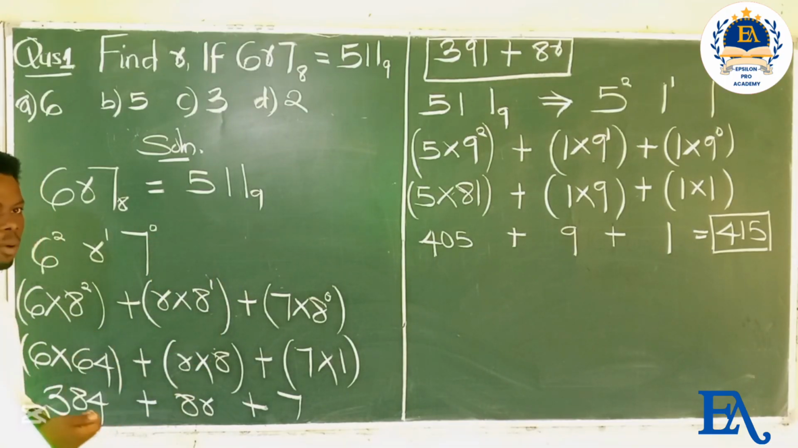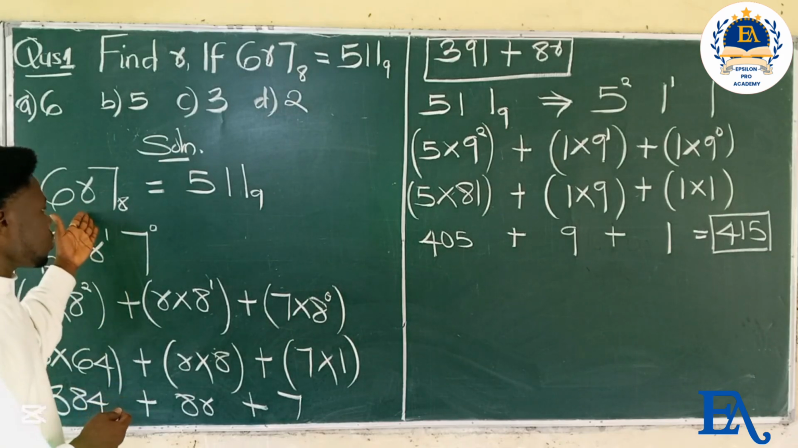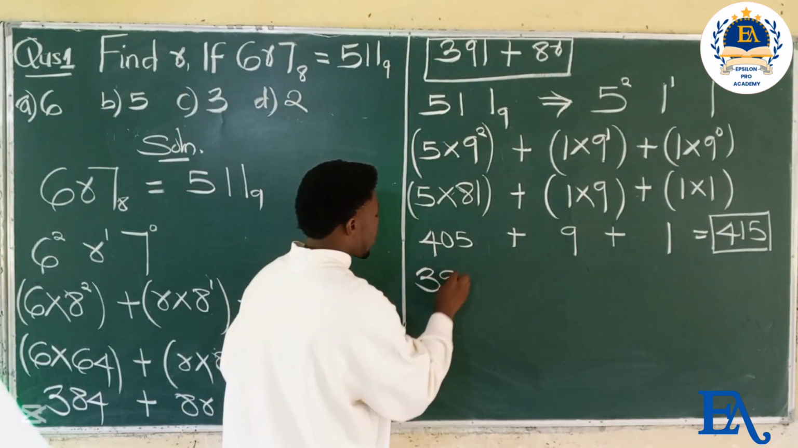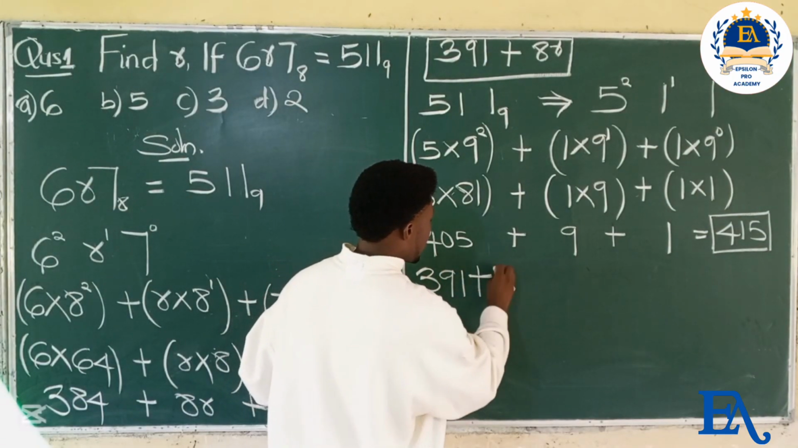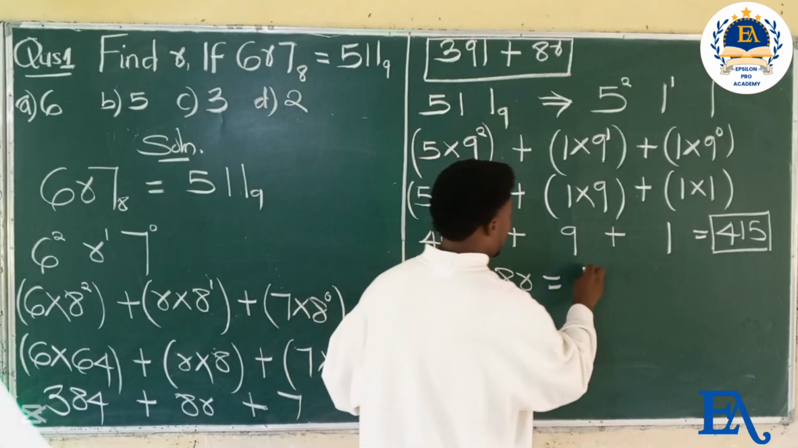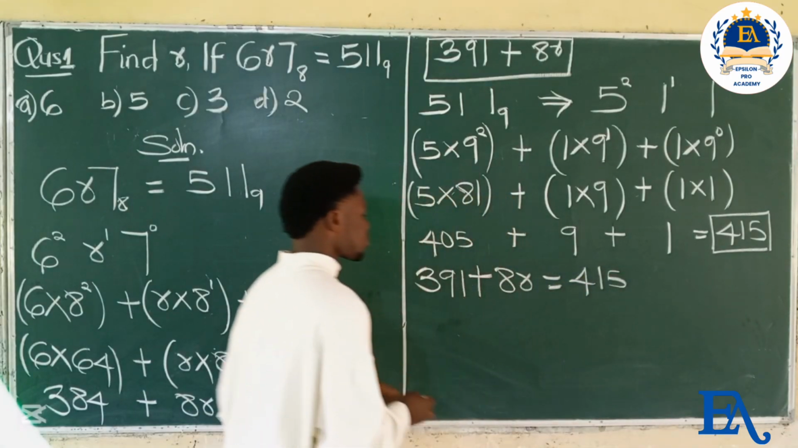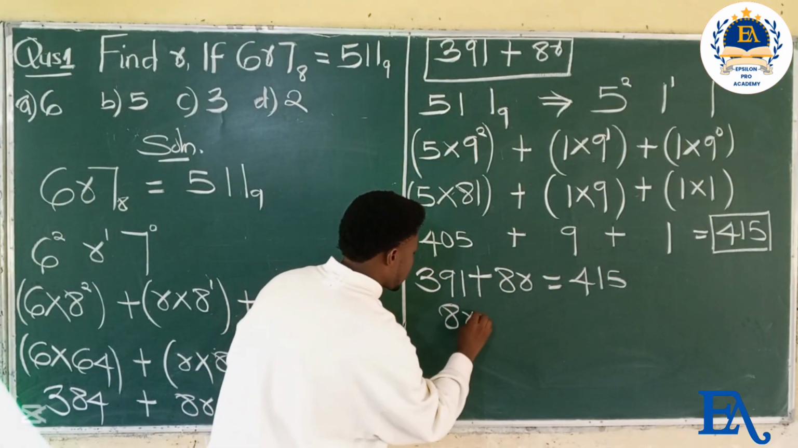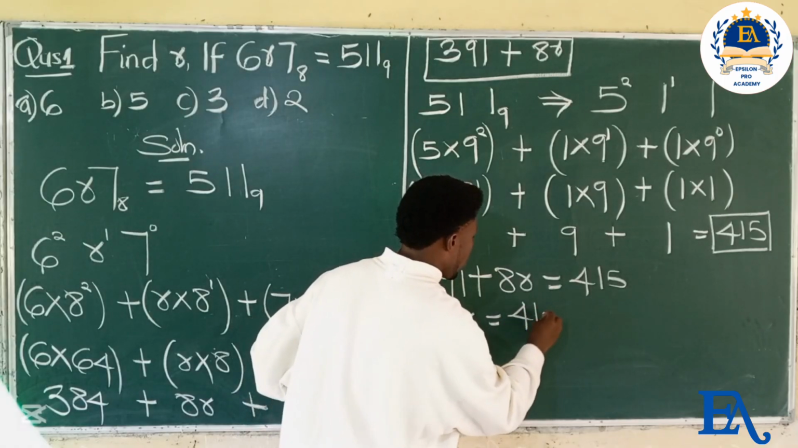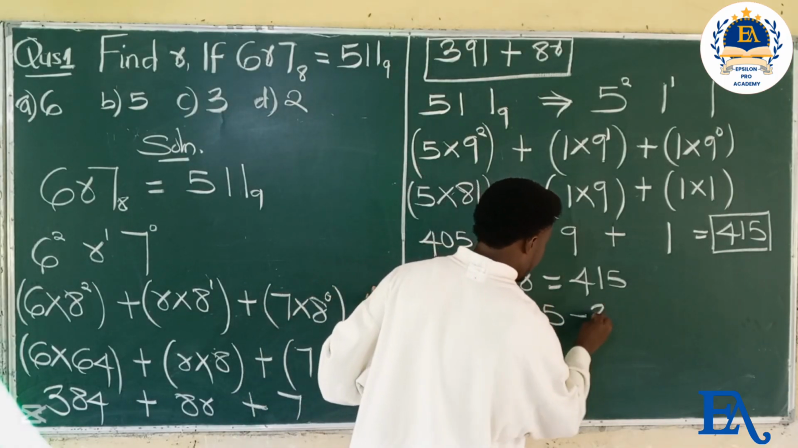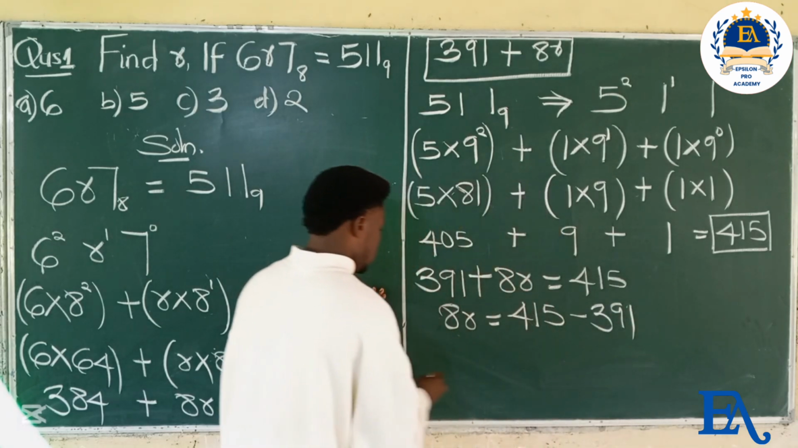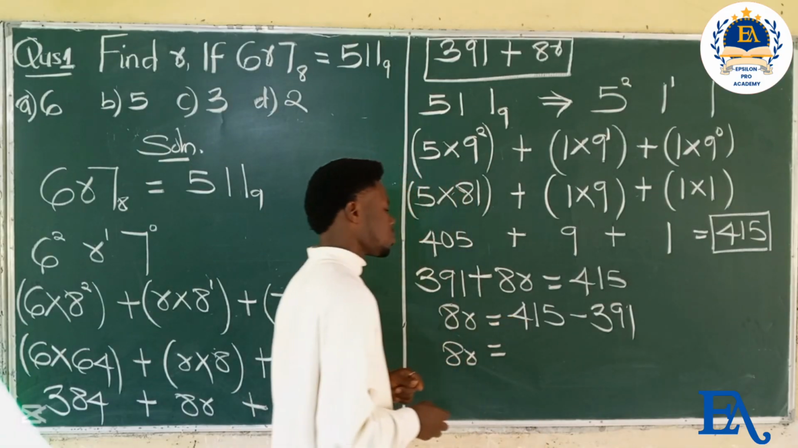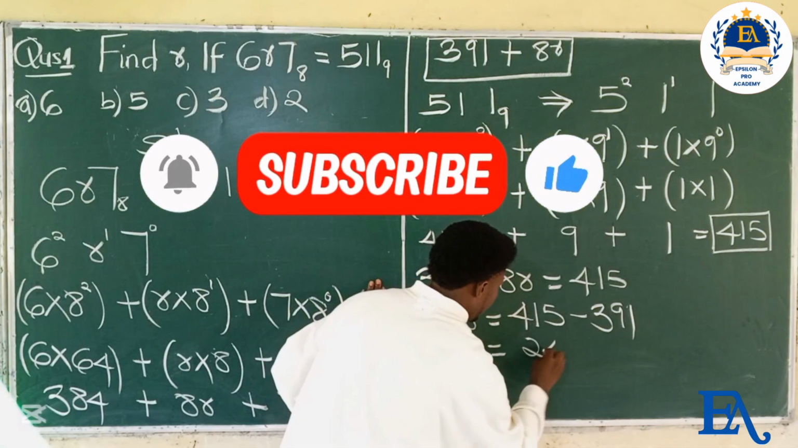The next step is to equate the respective results. So we have 391 plus 8R is equal to 415. We can go ahead to make 8R the subject, so 8R is equal to 415 minus 391. 8R is equal to 415 minus 391, which gives 24.